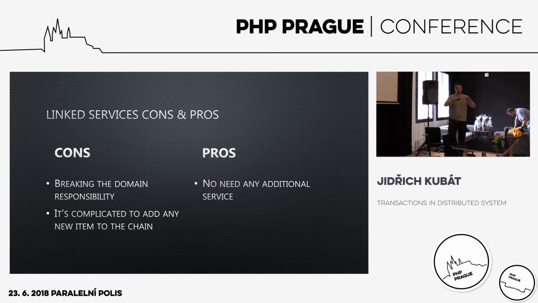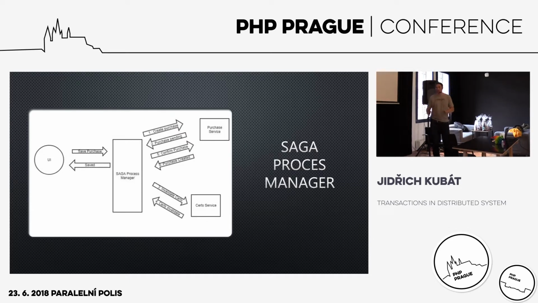It could work if the microservices are within one domain. Let's say we have a domain like purchase, and in purchase we have several microservices that create the business. In this case, I think it's fine to use it. Another con is that it's pretty complicated to add a new item to the chain, because we have to update two services and put something in the middle, for example. The pro is, of course, that we don't need any additional service. We can use what we already have.